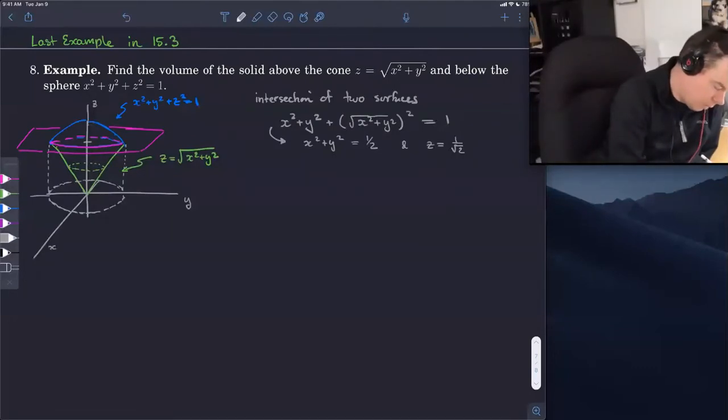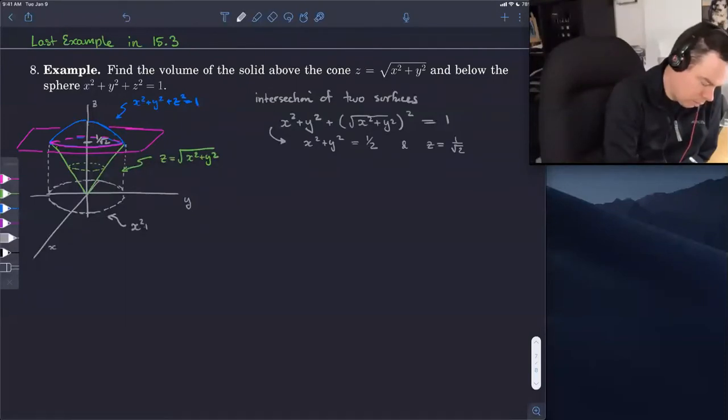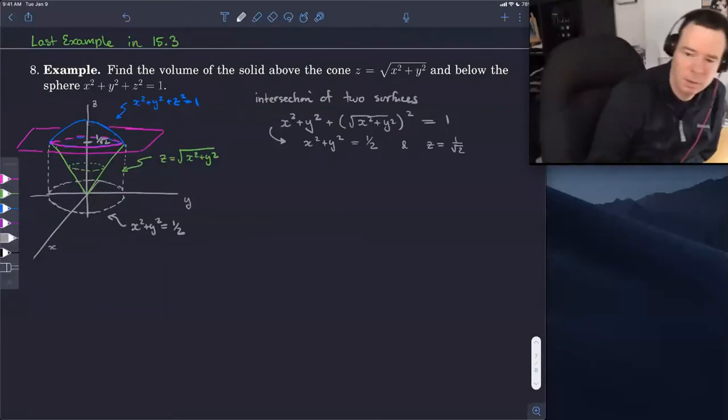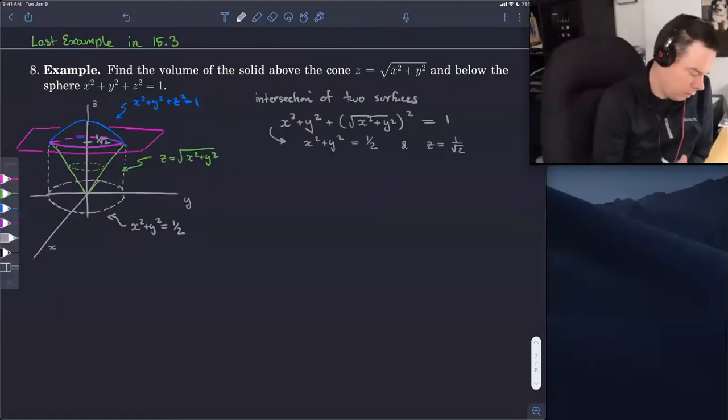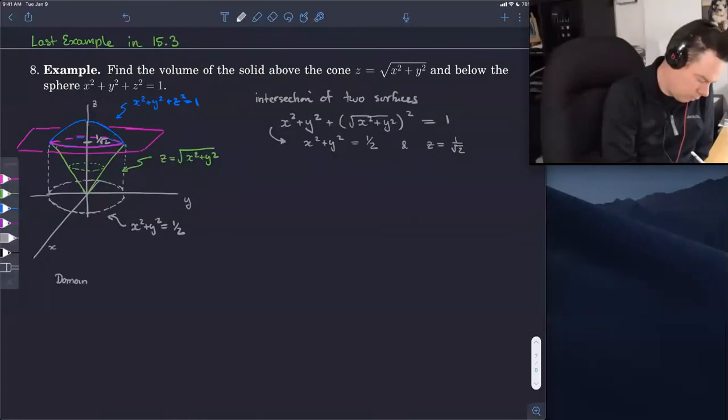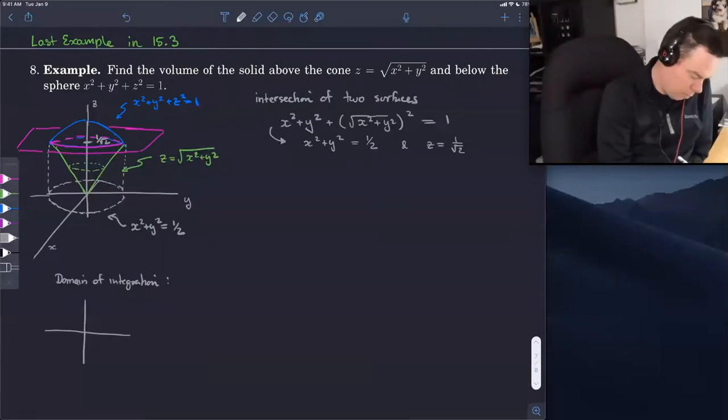So what that means is we're sitting up here at a height of 1 over root 2. And the circle that's given at that height is x squared plus y squared equals 1/2. So it's a circle of radius 1 over root 2. Okay, so that means the domain we are integrating over, so what are the x and y values we're going to be integrating over? That's that region in the plane down below.